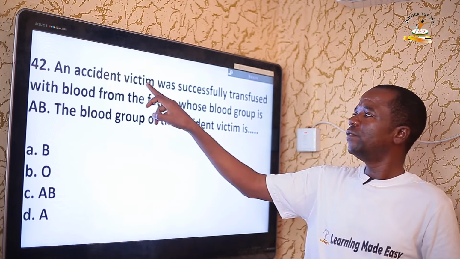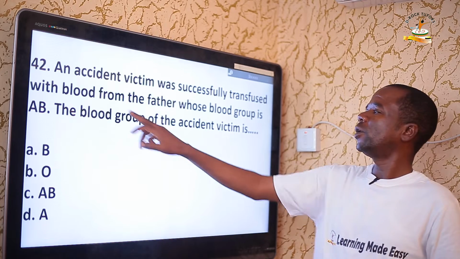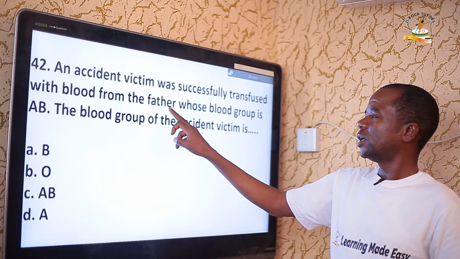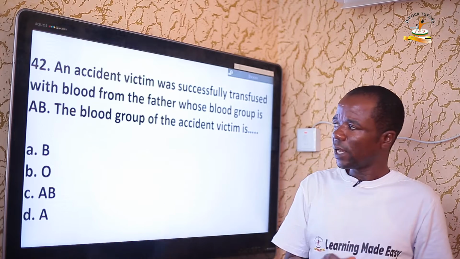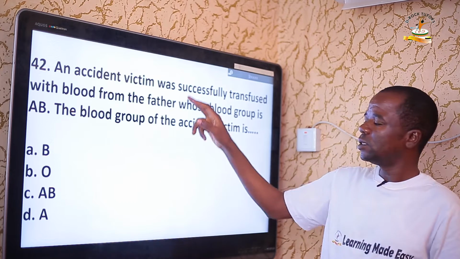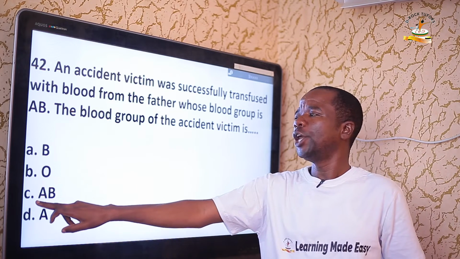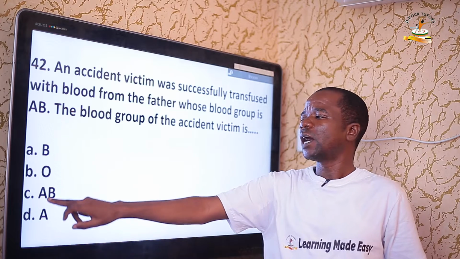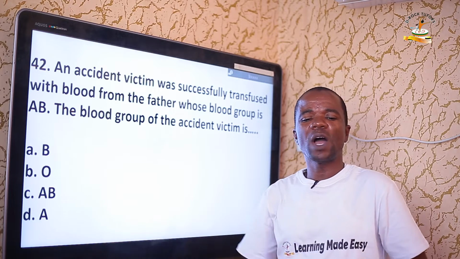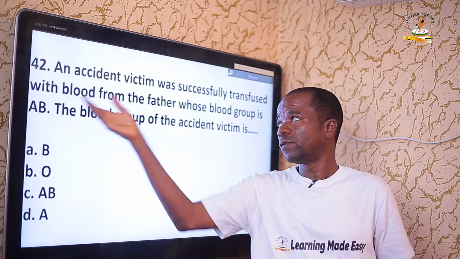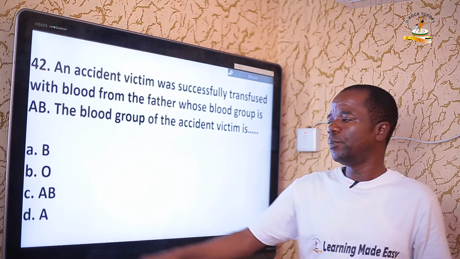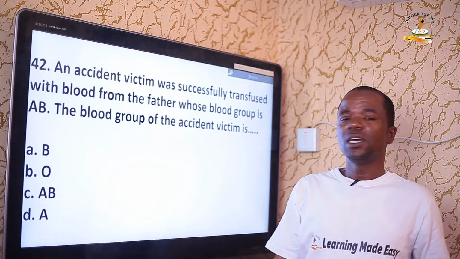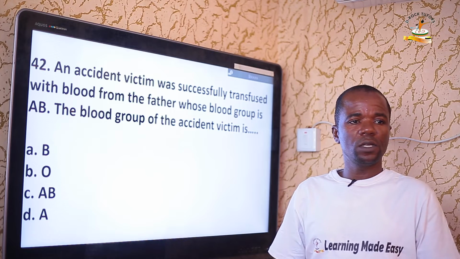So if an accident victim receives blood from his or her father, whose blood group is AB, it therefore implies that the blood group of that particular accident victim would have been AB, because blood group AB can only donate to another person with blood group AB. The correct answer is C here.